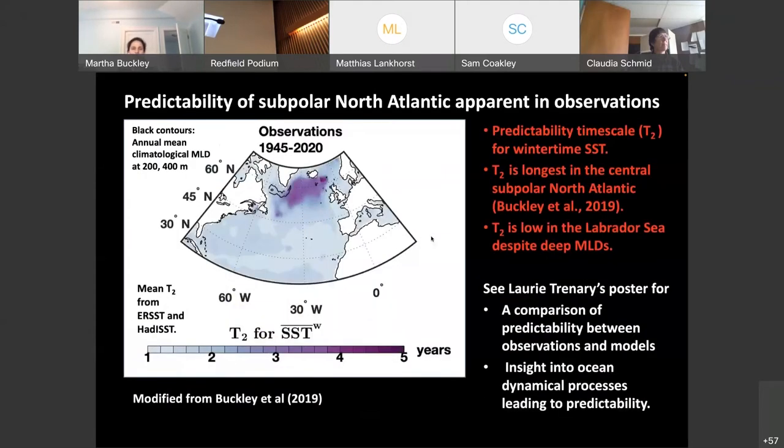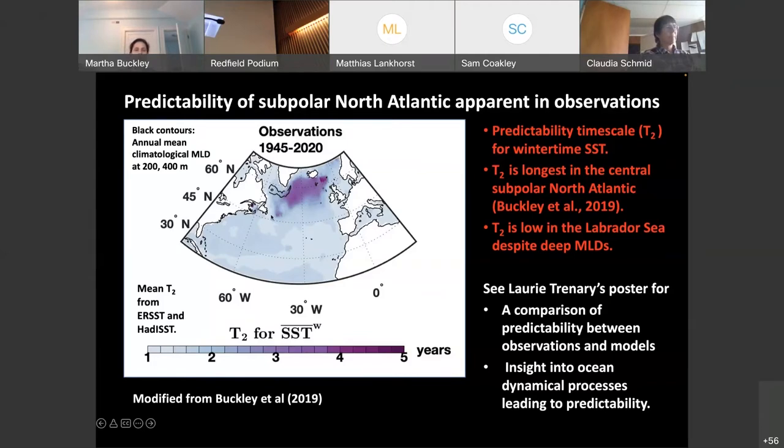I just want to point out that the predictability in the subpolar North Atlantic is also seen in observations. The models have indicated that the subpolar North Atlantic is predictable. There was a bunch of studies by Yeager et al. And that same predictability is seen in observations. So this is the predictability of wintertime SST from a set of gridded SST products, and it's calculated using a measure of the decorrelation timescale. So you can see that predictability is around 4 or 5 years in the central subpolar North Atlantic, and it's much lower in the tropics and also in the Labrador Sea.